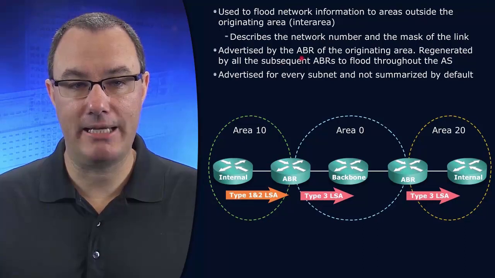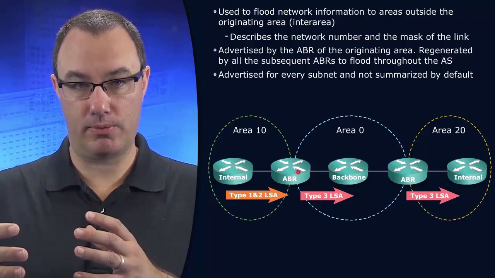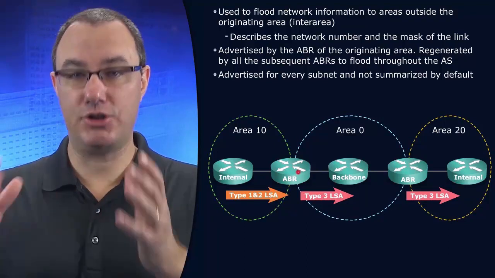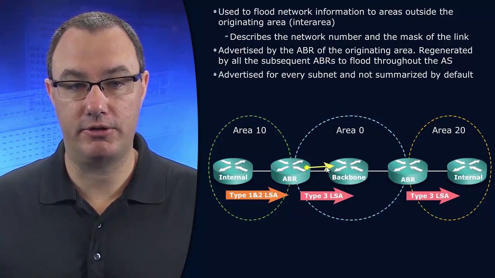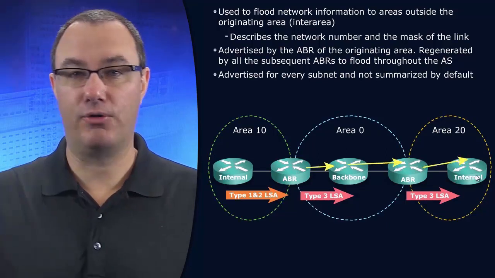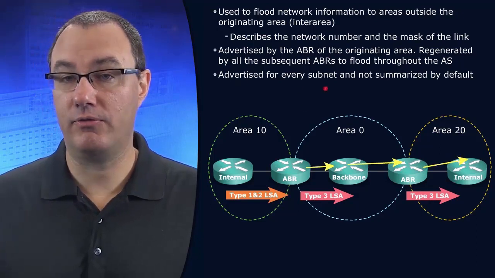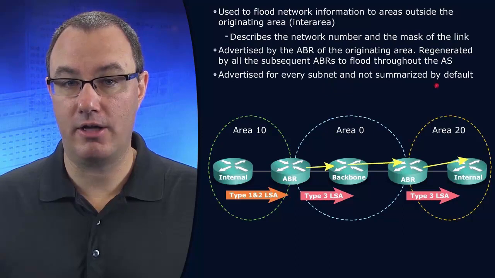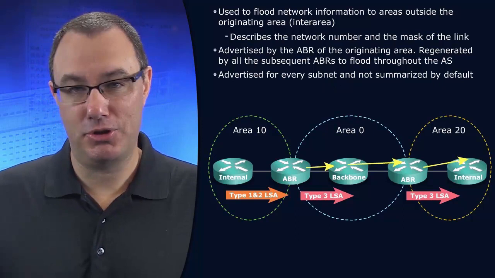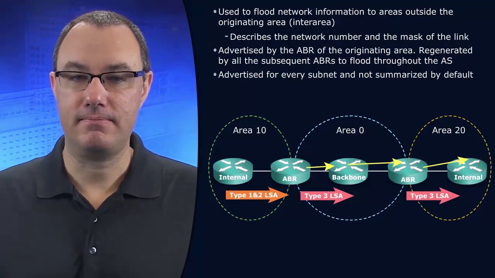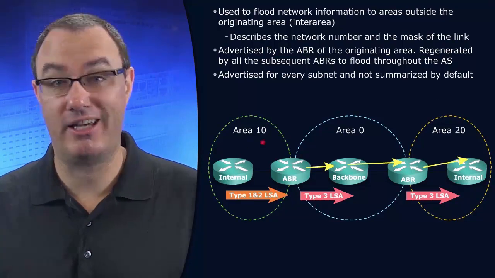These are advertised by ABRs, so we get them initiated by area border routers. And once initiated, they trickle through the entirety of our topology. They're going to scatter throughout. So they are advertised for every subnet, and they are not summarized by default. They can be. We'll certainly make sure you understand how to do that. But fundamentally, all this is a list of the subnets that might exist in Area 10.